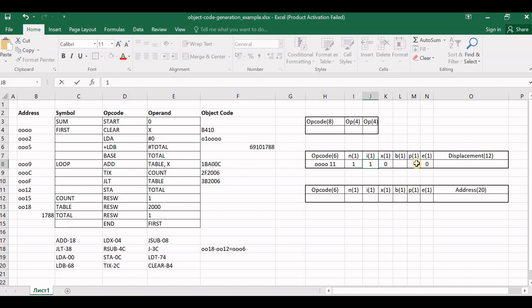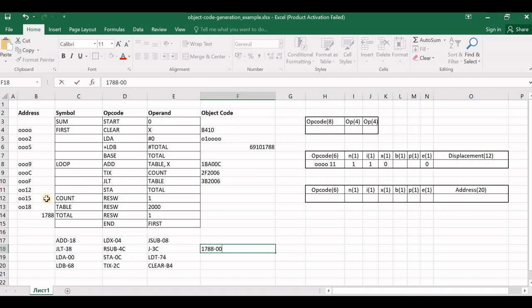For finding out the displacement, by default make use of the PC value. So it is target address of the operand minus PC value. What is the target address of total? Total has been defined at the address 1788. So that becomes the target address for total. So it is 1788 minus PC value. This instruction is starting at address 0012 and PC will have the address of the next instruction, which is 0015.